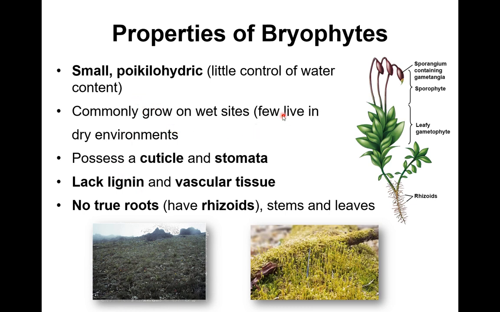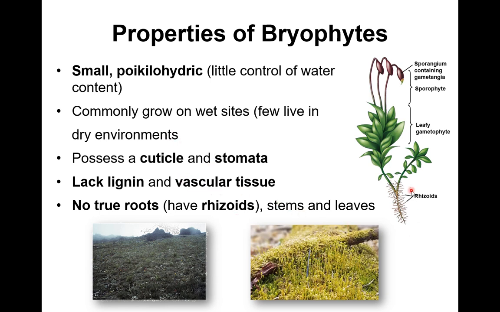They start having some features that allow them to start managing a little bit of the water. So they start having cuticle and stomata appearing. But in general, they tend to live in areas on wet sites. So very few of them will live in dry environments, but most of them, almost all of them, will live on wet sites. Think about moss, where they grow, for example.